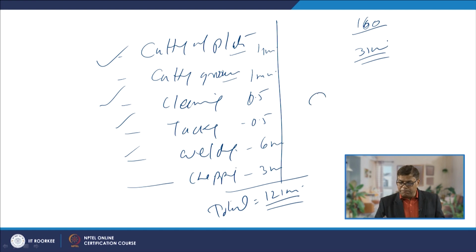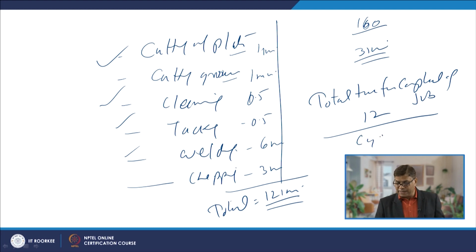So, the total time for completion of the job, 12 minutes, divided by the cycle time, which is the maximum allowed time for achieving the required production, gives us the minimum number of stations that we should have. We can have more stations if the clubbing of activities is not allowed. This is the case of the minimum stations. We can always have more stations if the precedence requirement does not justify clubbing.